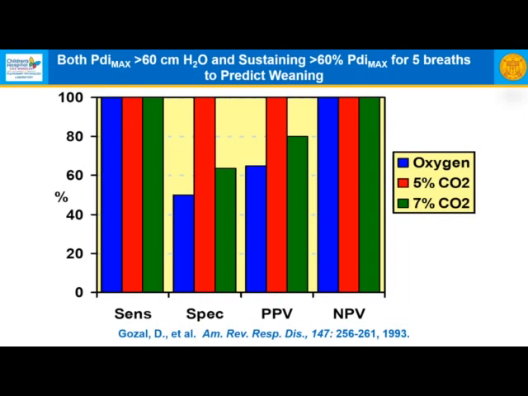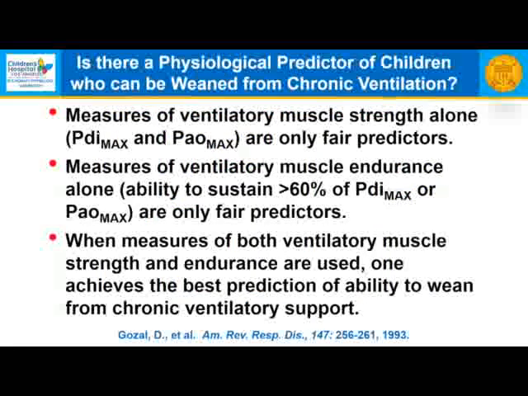And both a PDI max greater than 60 centimeters and sustaining greater than 60% of PDI max for 5 breaths. You can see that really breathing 5% CO2 was perfect. It had 100% sensitivity, specificity, positive predictive value, and negative predictive value. The remainder were not too bad and were improved, but 5% seems to be the magic.